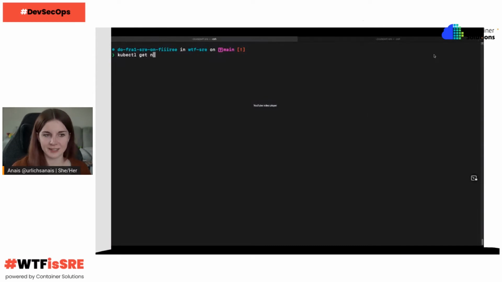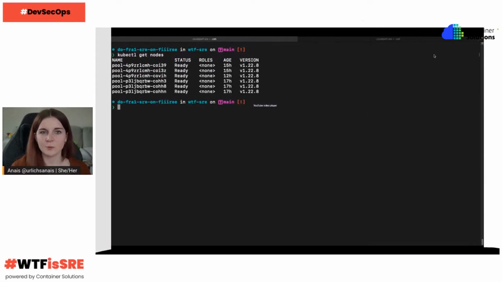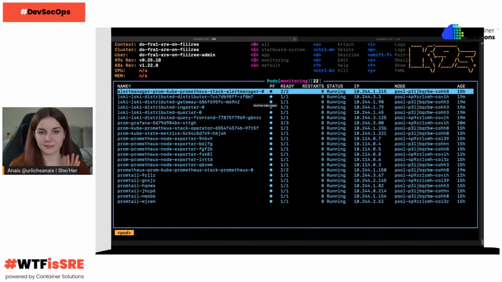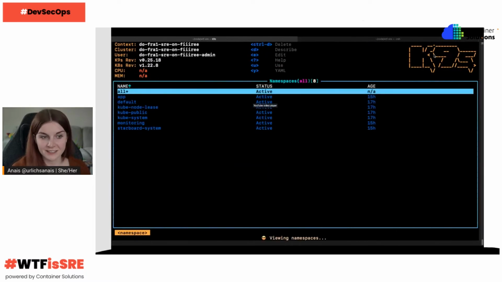I have here a Kubernetes cluster. As I added new tools, it kept expanding. I used DigitalOcean for the first time as my Kubernetes cluster, so it was a bit tricky to set everything up. So this is my cluster in K9S.